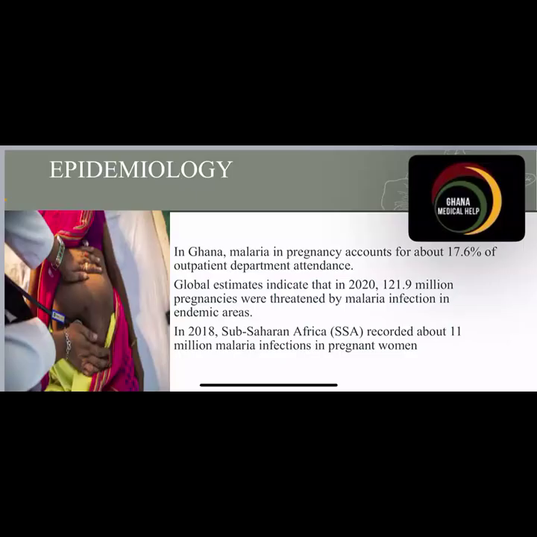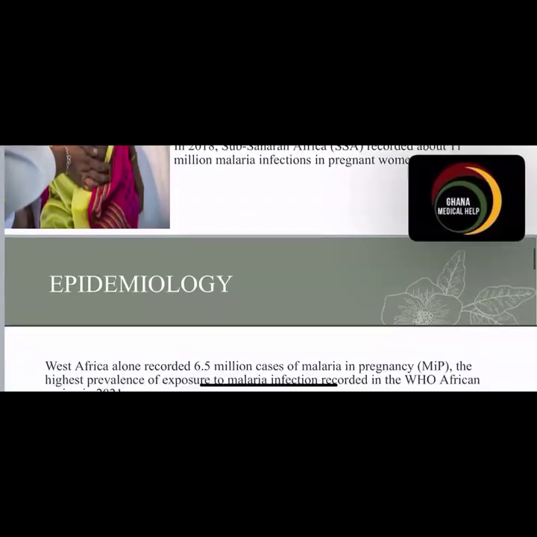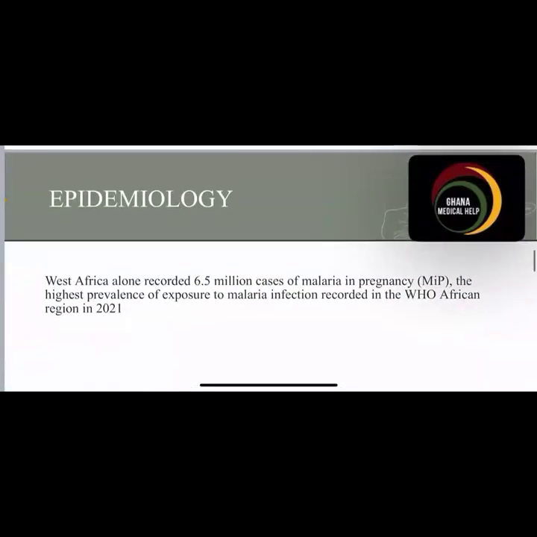In sub-Saharan Africa, about 11 million malaria infections in pregnant women were recorded. And out of that, in West Africa alone, about 6.5 million cases of malaria in pregnancy were recorded. And that is stated as the highest malaria infection recorded by the WHO in 2021. And that is very worrying.